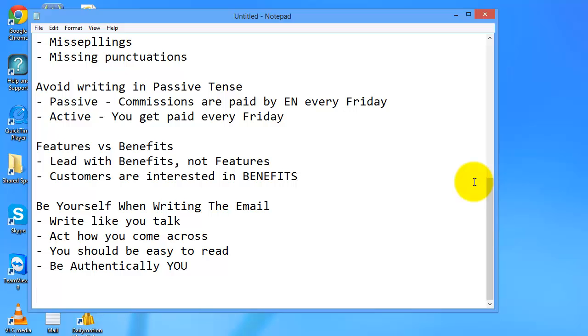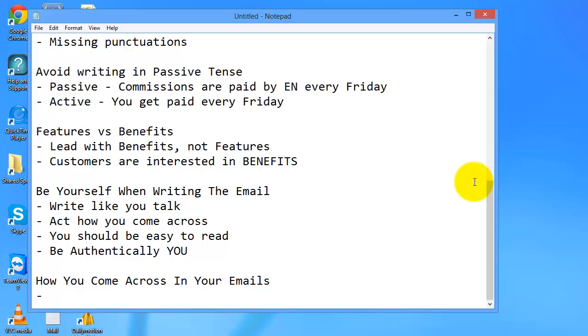Write what you are, and do not try to be someone else. Right? And what are the things? There are a few things, like how you come across in your emails. That is basically how you can be authentic. So these are the few things which, if you use them, will increase the interest factor of your email, right?